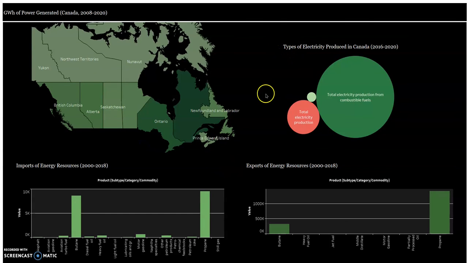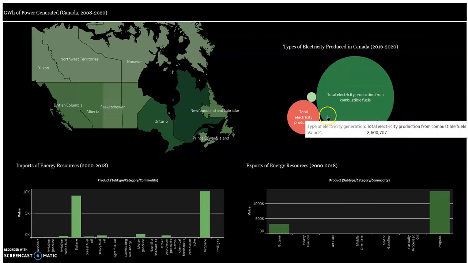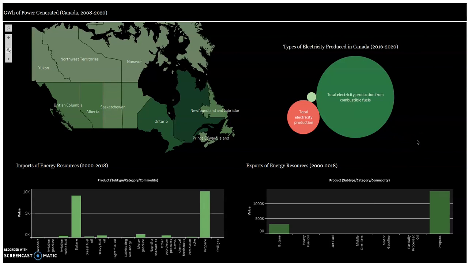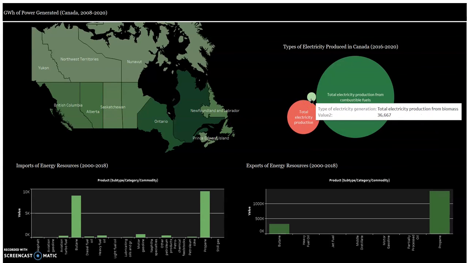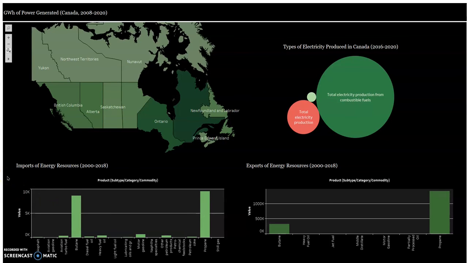I've included the types of electricity produced in Canada, combustible fuels being the highest number of gigawatt hours produced. Non-renewable combustible fuels sit behind that. Biomass sitting at the lowest amount of gigawatt hours produced. And I've included imports and exports of energy resources. This shows 2000 to 2018. Butane and propane as the highest imported and exported. So I've included this dashboard in my presentation as well.